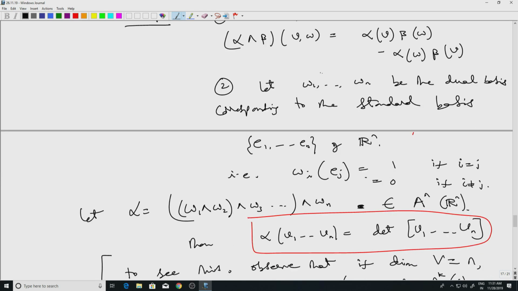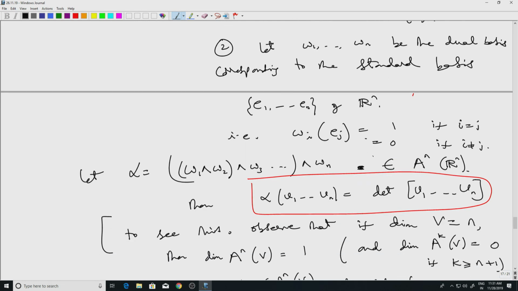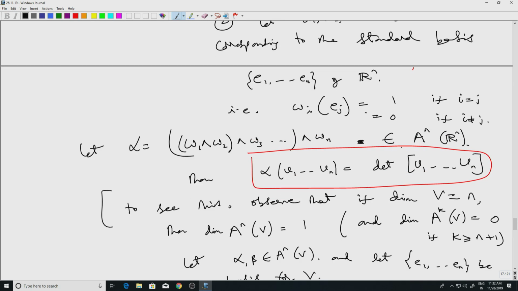The second example consisted of starting with a basis omega 1 up to omega n, which I took to be the dual basis of the standard basis of Rn. This is a basis for the space of one forms, namely the dual space of Rn. And by definition, omega i of e j is 1 if i equals j, and so on.